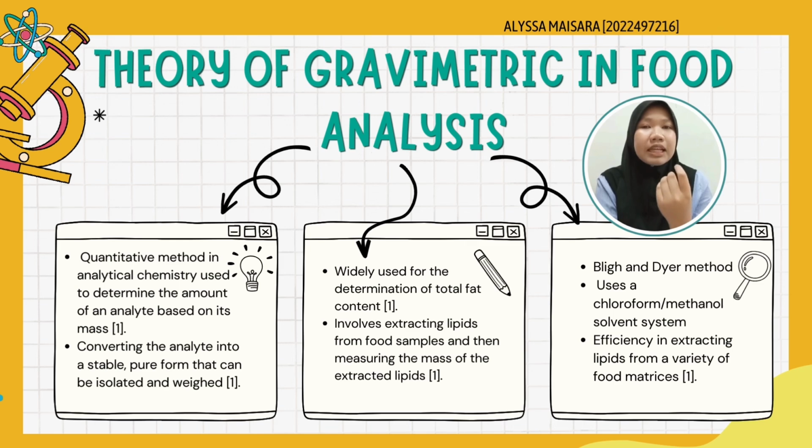The process typically involves extracting lipid from food samples and then measuring the mass of the extracted lipid. One of the standard methods for lipid extraction in food analysis is the Bligh and Dyer method, which uses a chloroform and methanol solvent system. This method is known for its efficiency in extracting lipids from a variety of food matrices. Another method used is AOAC method 983.23. It is a modification of the Bligh and Dyer method.